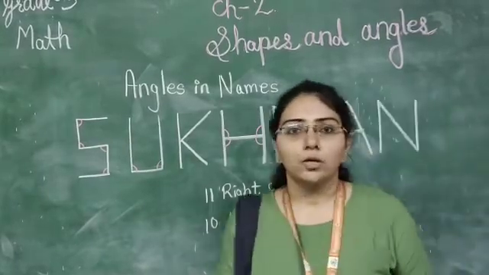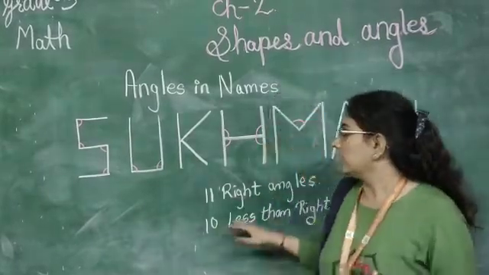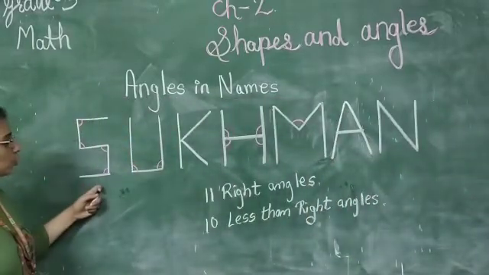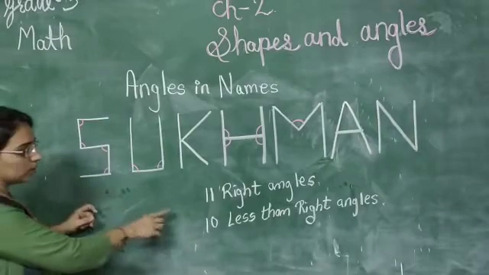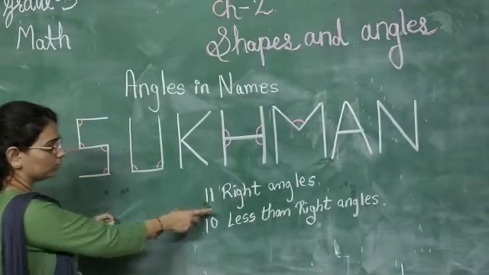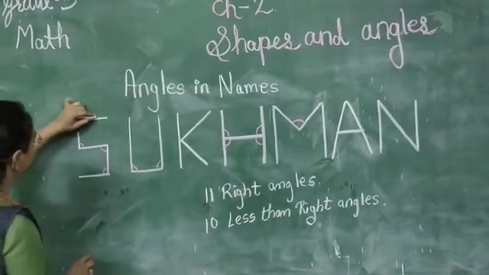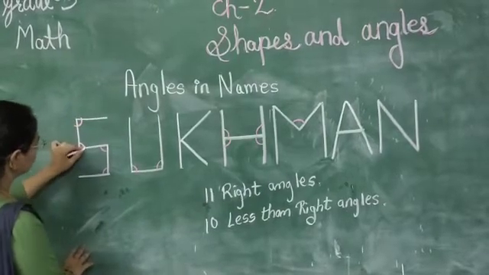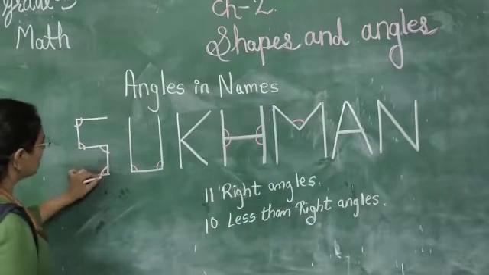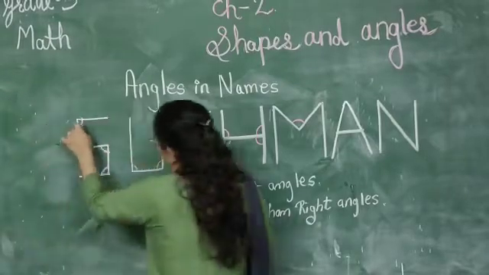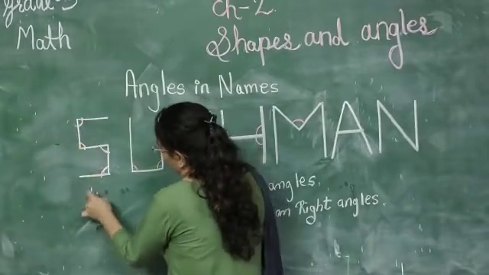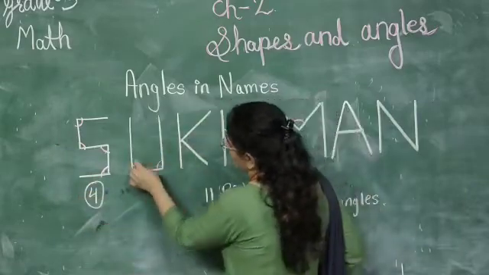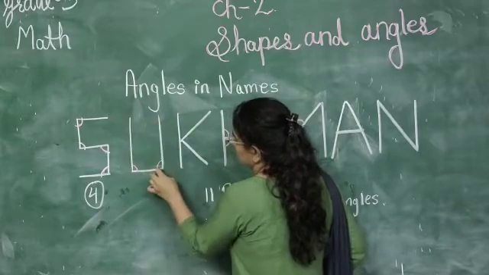So let's start with our exercise. Here the first letter I am taking is S. We have to check whether the 11 right angles are there or not. Here S is making the first right angle, this is making 2, this and this. So altogether in the letter S there are 4 angles. Here also, this is 1 and this is 2.